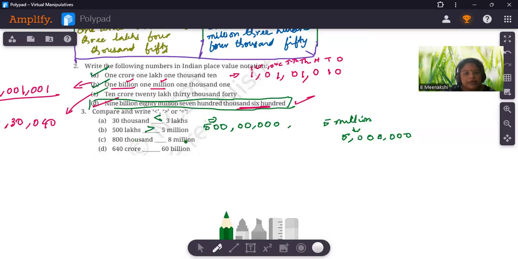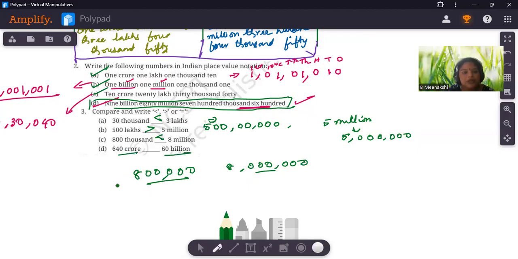Now, 800,000 and 8 million. 8 million is 8 followed by 6 zeros. This is 800,000 and this is 8 million. Yes, 800,000 is less than 8 million.